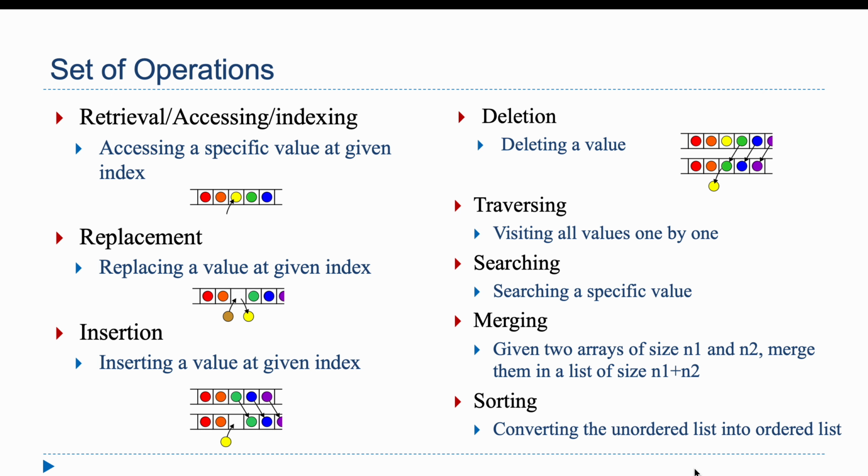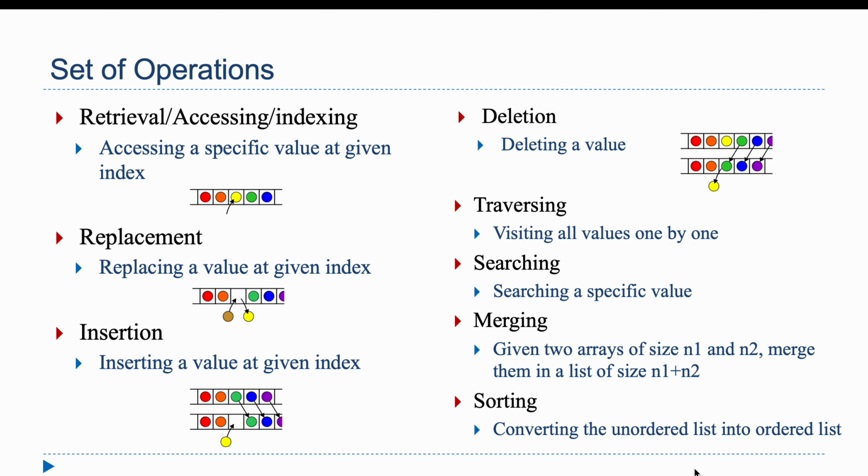The next operation supported by an array is replacement, which involves replacing the value at a given index with a new value. This is useful when you need to update the value of a specific element in the array. To replace a value, you simply need to provide the index of the element and the new value that you want to replace it with.